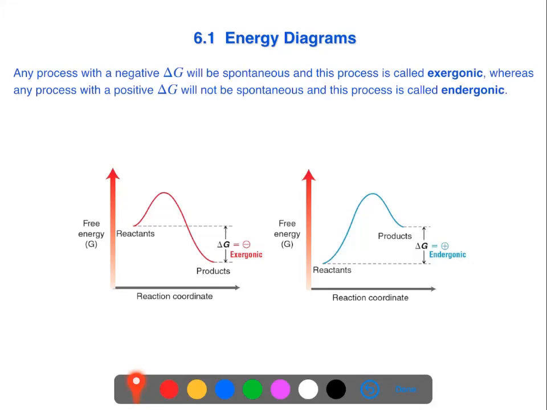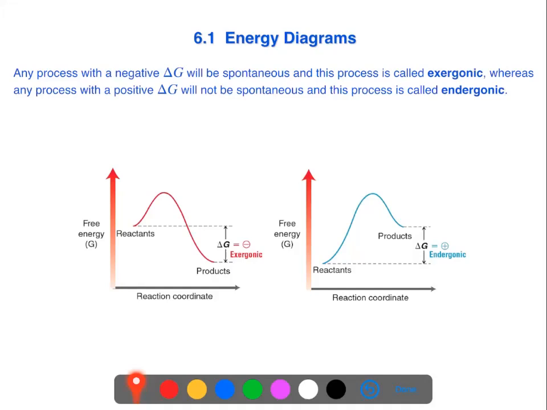In the energy diagram on the left, you see that the free energy of the products is lower than the free energy of the reactants. So if we take the free energy of the products and subtract the free energy of the reactants, we'll end up with a negative delta G. And so this is an exergonic process, and these reactions are spontaneous, meaning that we don't require additional or significant amount of energy for this reaction to proceed.